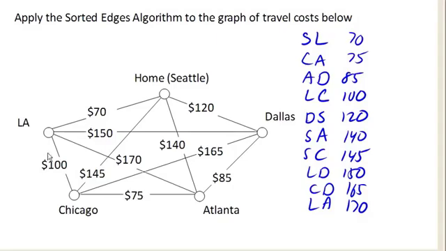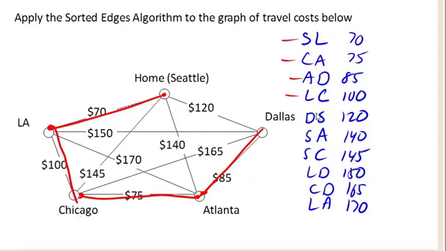Okay, so let's go ahead and give this a try. Seattle to LA is our first edge. Let's see, what was that? That was Chicago to Atlanta, right? Chicago to Atlanta for 75. Notice that these do not have to be connected yet. Everything will connect out just fine in the end. So next we've got Atlanta to Dallas. That's our next cheapest. LA to Chicago. Dallas to Seattle. And okay, we got really lucky.